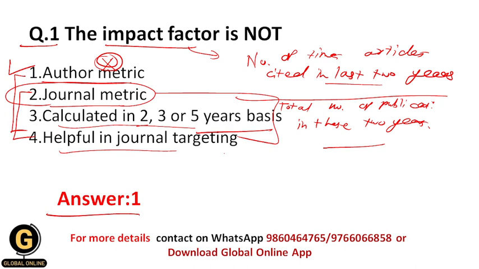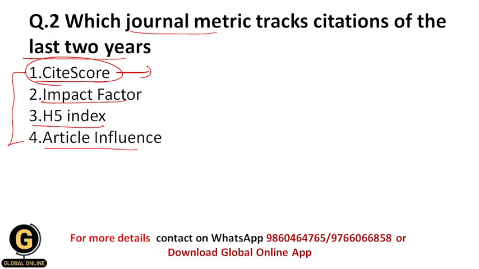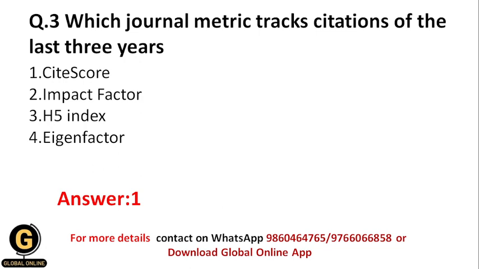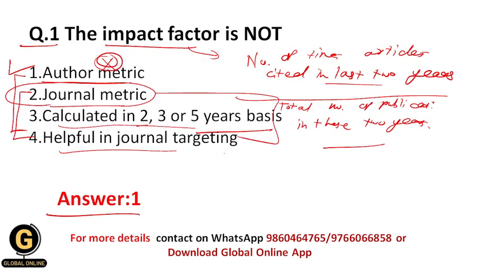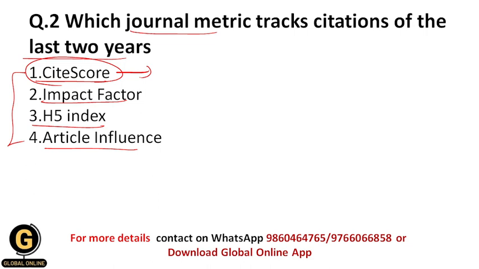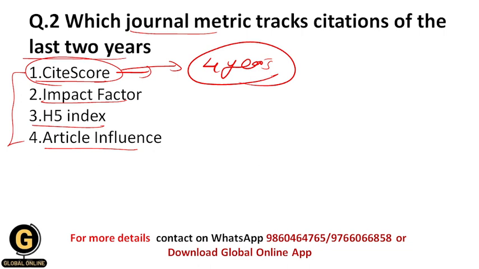years, but here within the CiteScore, the number of articles that we include is for the last 4 years. That's why your formula for CiteScore will be the number of times articles are cited in the last 4 years upon the total number of publications in these 4 years. So here you are going to calculate the citations for the last 4 years instead of 2 years.